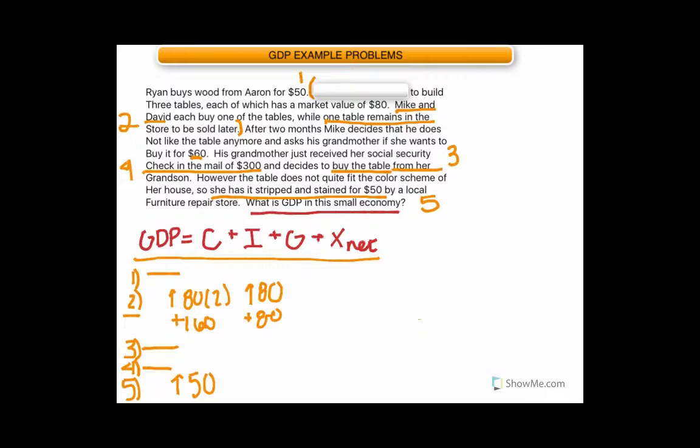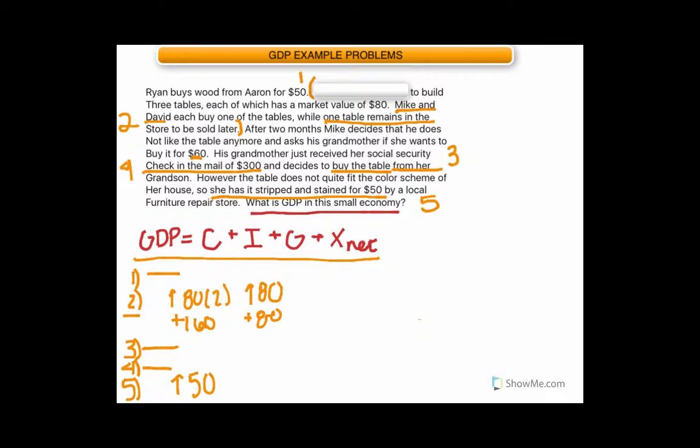Now, we didn't count when the grandmother bought the table because, remember again, it wasn't a new good or service, because Mike had already bought the table. She was merely buying it secondhand. However, when she strips and stains the table, this is a new service. So that was all of our scenarios, 1, 2, 3, 4, and 5.